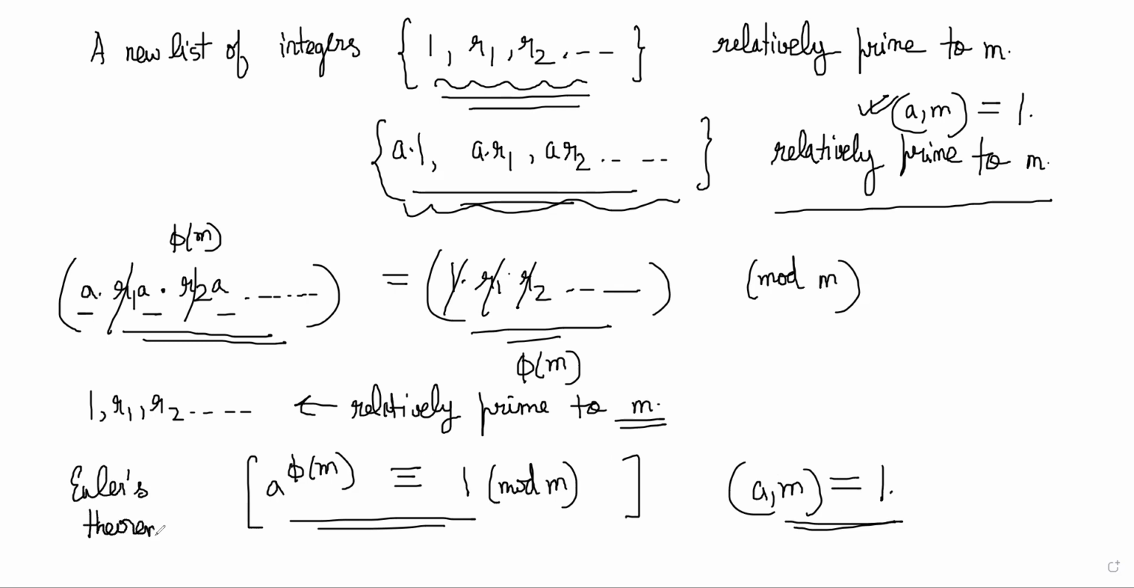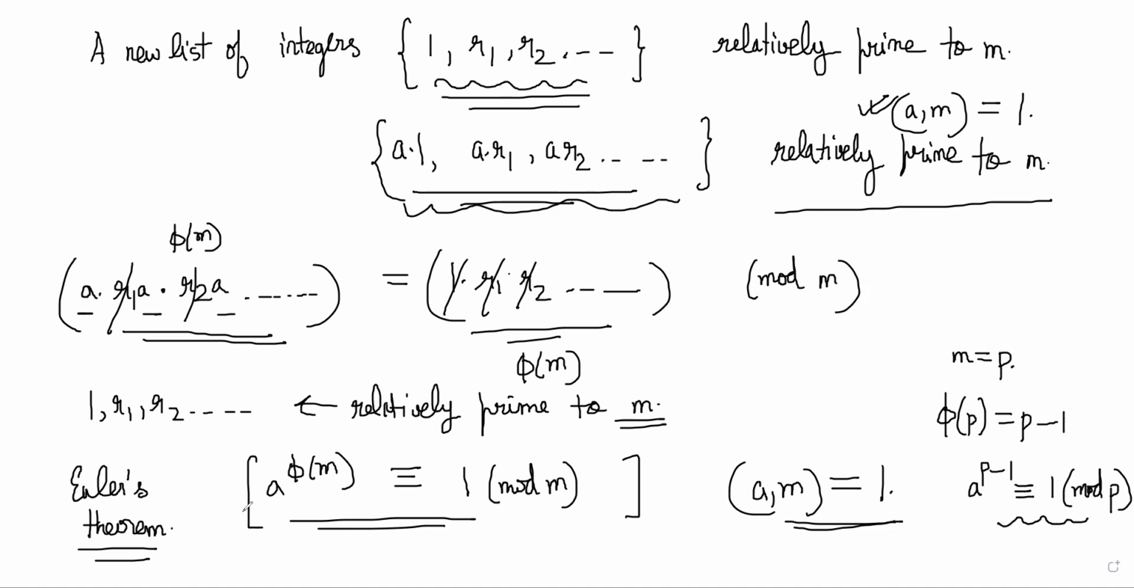Euler's theorem is basically a generalization of Fermat's theorem. So Fermat's theorem comes as a special case of Euler's theorem. If you put m equal to p, you will realize that phi of p is simply p minus 1. So it will become a^(p-1) is congruent to 1 mod p, right? So that's how Fermat's comes from Euler's theorem.